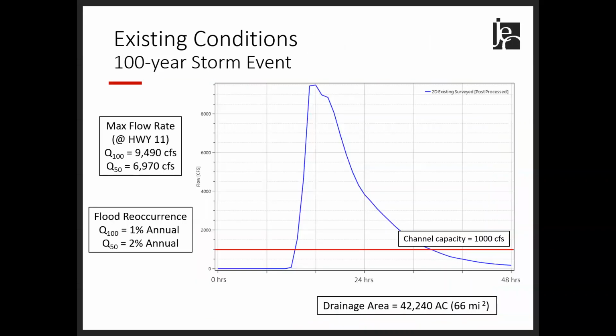Here's a hydrograph produced from this storm event. The max flow rate for the Q100 storm is approximately 9,500 cubic feet per second. For the Q50, this equates to almost 7,000 CFS. The Q100 has a 1% annual chance of reoccurring, while the Q50 has a 2% chance. It's important to note that the actual channel of Mira Creek only holds approximately 1,000 CFS. So every time the creek has a flow over this 1,000, you can see flooding outside the banks.